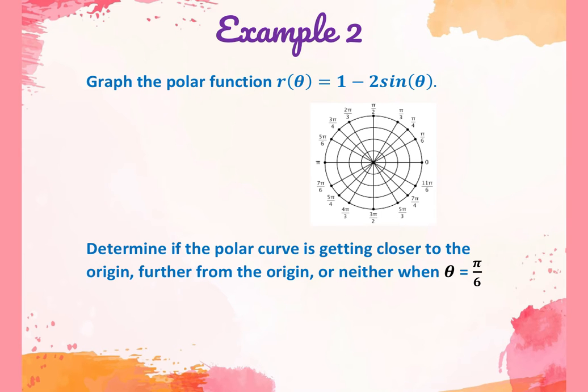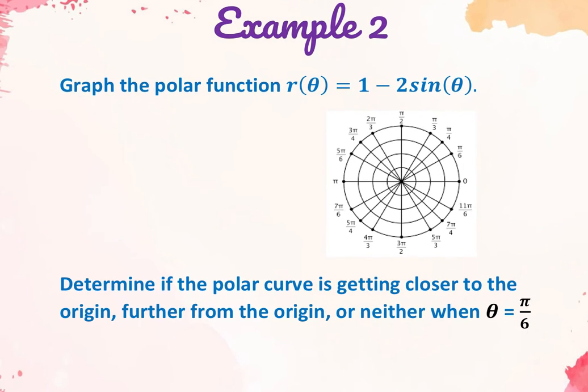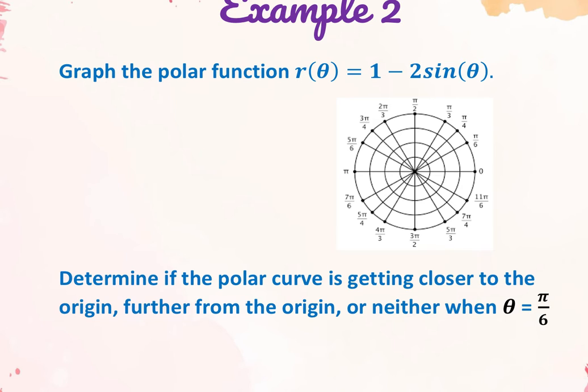Okay, so example 2 says graph the polar function r of theta equals 1 minus 2 sine theta and determine if the polar curve is getting closer to the origin or further from the origin or neither when theta is pi over 6. So we go back to actually graphing this. What kind of polar function is this? It's a limaçon, specifically the loop, okay?